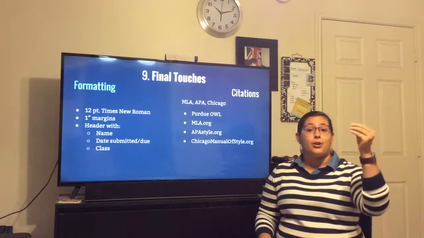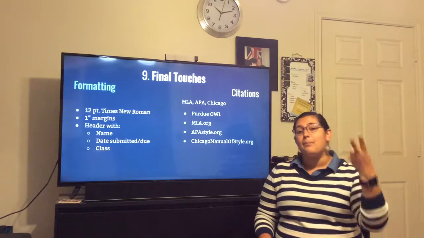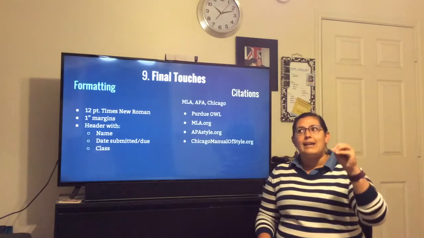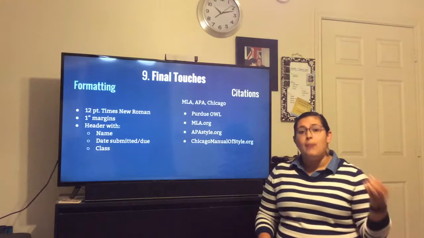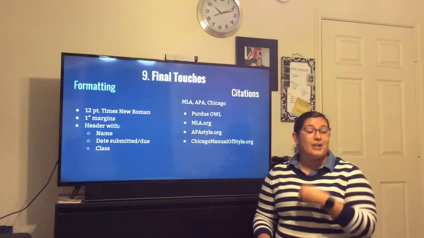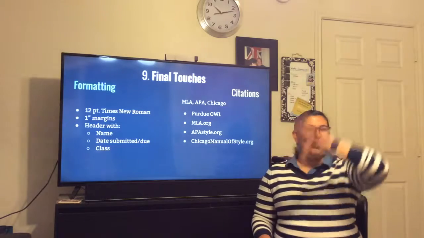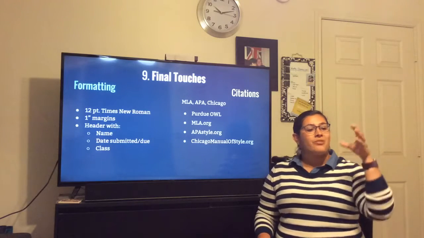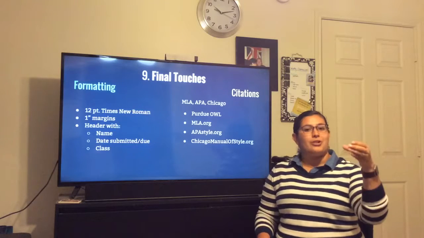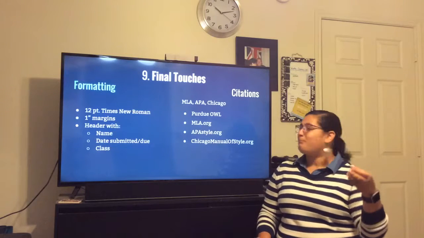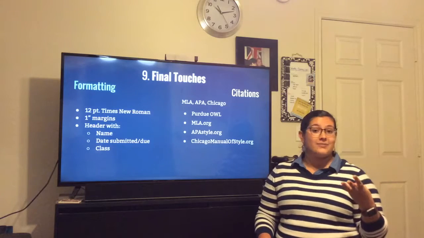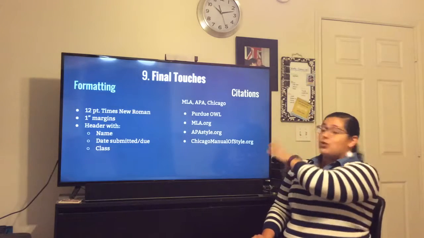And you want to give a header with your name, the date submitted or the date due. A lot of people write the date that they started their paper, but that can be very confusing for a teacher because we don't know all of the papers that you've been doing. I just want to look through my papers and see that I have every paper that was turned in on November 6th, right? So you want your name, your date due, and the class, and then your citations.